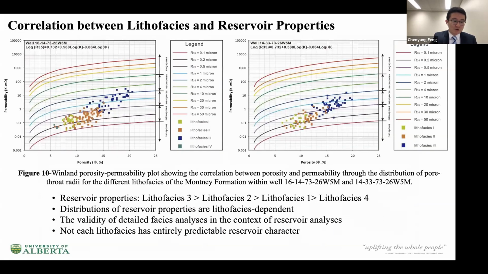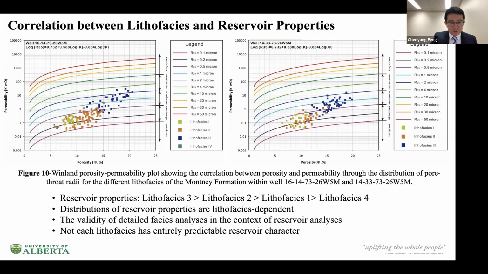A similar trend is also shown in these two Winland porosity-permeability plots. As we can see here, lithofacies 3 has higher porosity, permeability, and pore throat radius than lithofacies 2, lithofacies 1, then lithofacies 4. And these two plots also show that the distributions of the reservoir properties are lithofacies dependent.